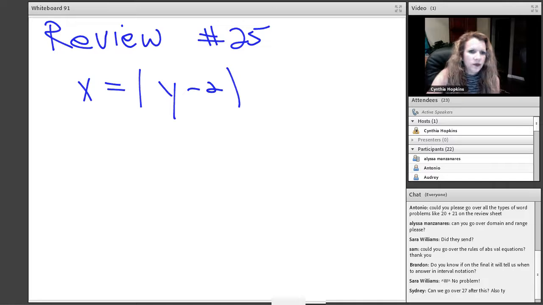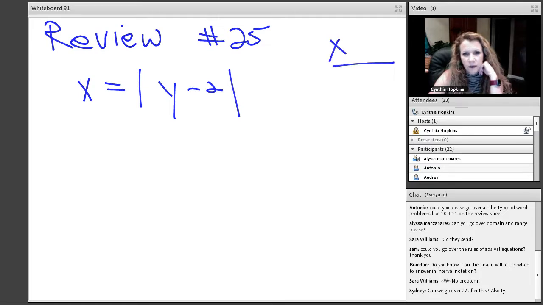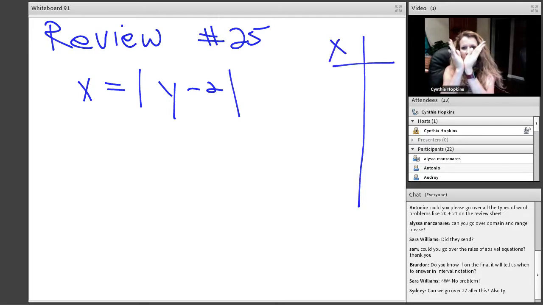All right, when you have absolute value in an equation, I'd like you to know what you're going to anticipate for your graph. And that is some sort of V. So I'm expecting a V that opens up or down or left or right. Some sort of V in my graph.